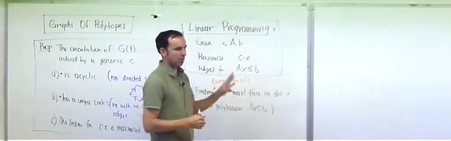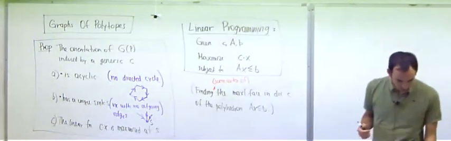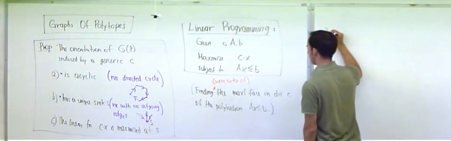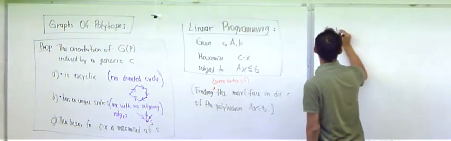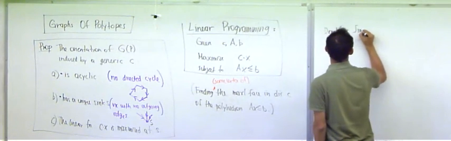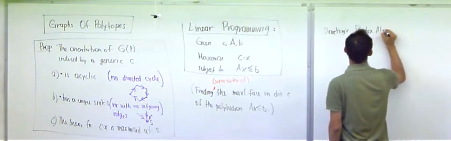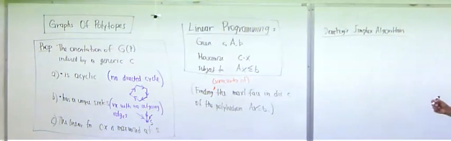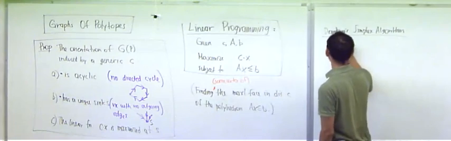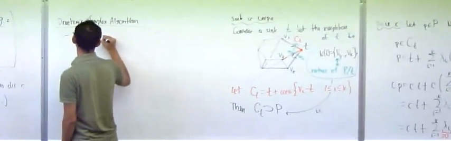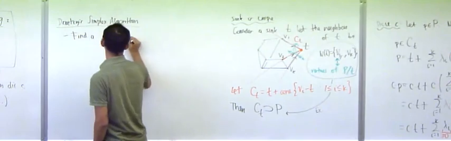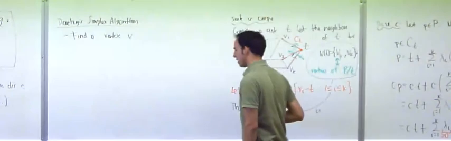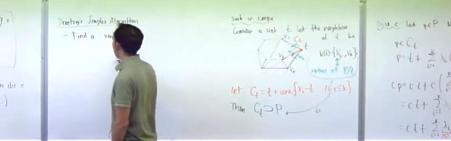So I want to give you an algorithm and I want to give you an application, and hopefully I have time. So this is called the Simplex Algorithm. It's due to Danzig. It says the following: find a vertex, any vertex V.